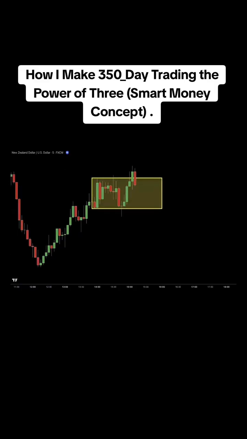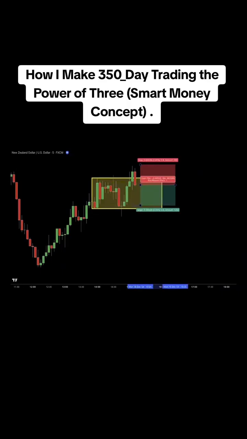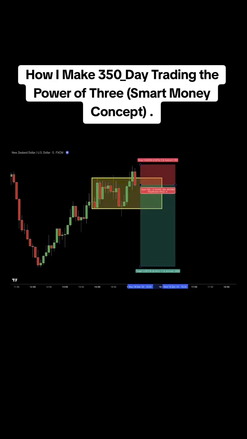What we're seeing here is the classic setup of distribution, manipulation, and markdown, a textbook bearish power of 3 pattern. After the liquidity sweep, here's how to trade it. Enter at the close of the candle that closes back inside the range. Set your stop loss just above the candle that made the breakout. Aim for the next support level as your target.